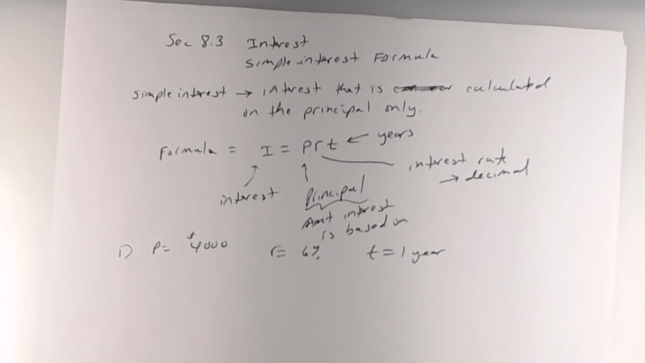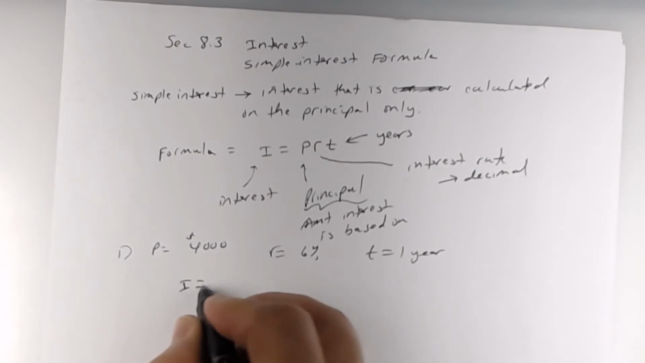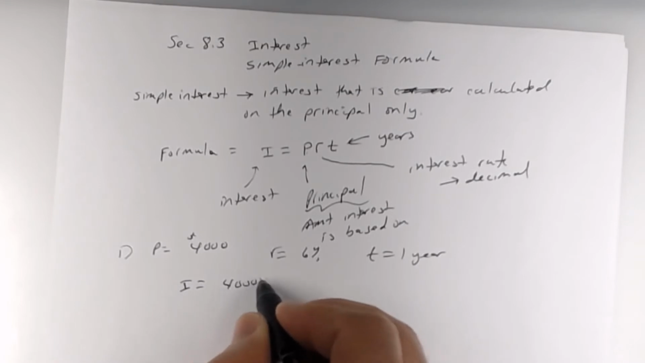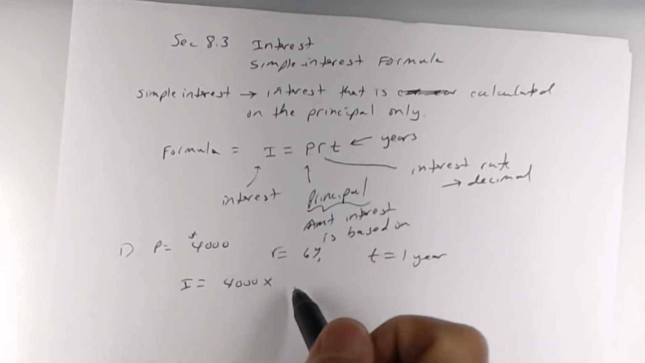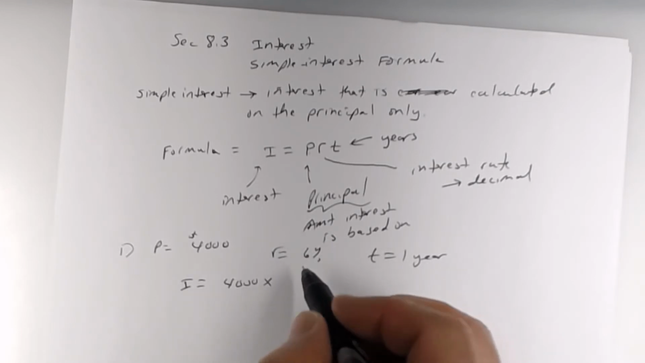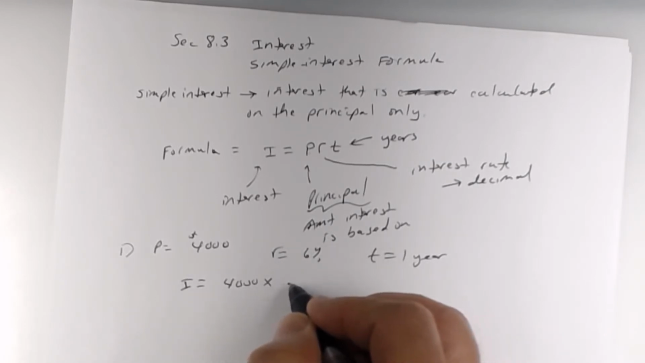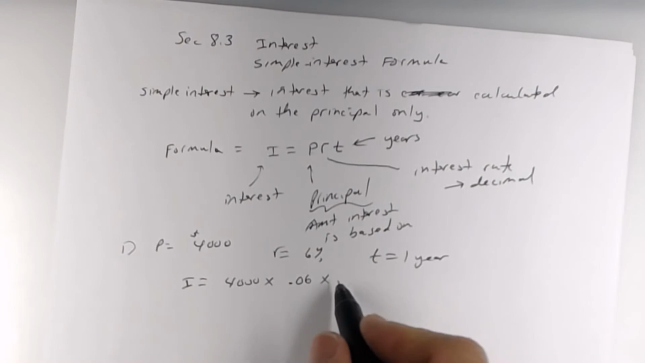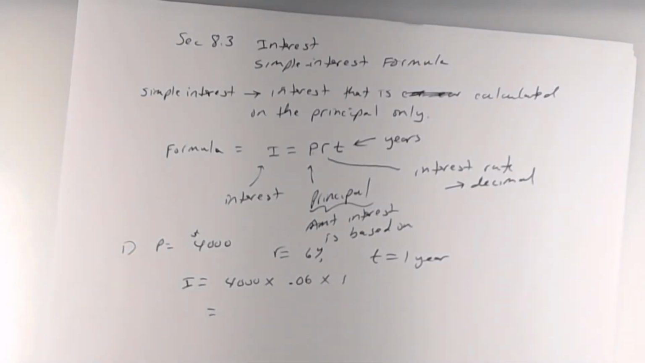So all you do is plug it back into your formula. So you're going to say I equals P. What's the principal in this case? 4,000 times the rate. Always write the rate as a decimal. What's 6% as a decimal? 0.06. And then times the time, and time must be in years. So what's the time here? 1. So use your calculator. What do y'all get? 4,000 times 0.06 times 1. All right, $240.